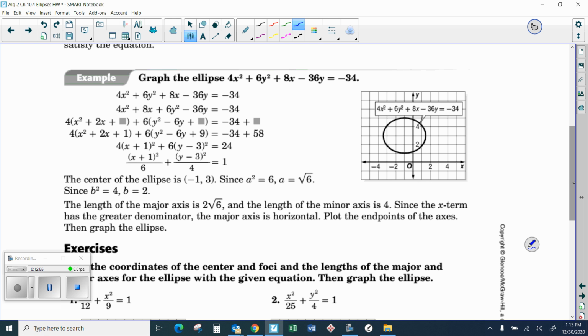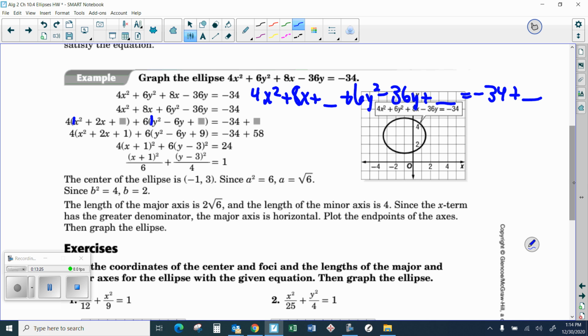Don't forget, I need to factor out the coefficient of the x squared and the y squared because I can only have one x squared inside my parentheses when I complete the square. Okay, so going through that, if I was to do it, I'd have 4x squared plus 8x plus blank plus 6y squared minus 36y plus blank equals negative 34 plus blank.